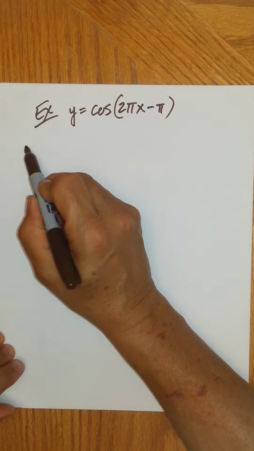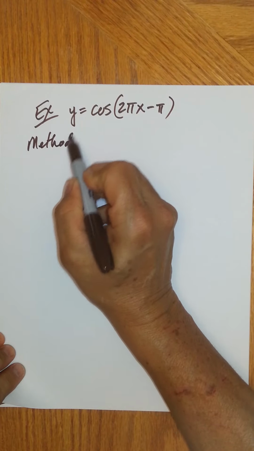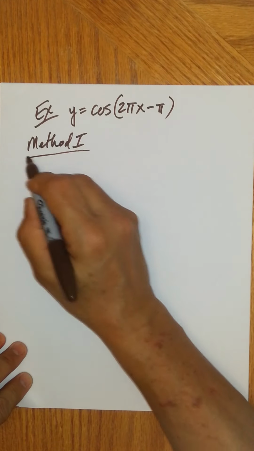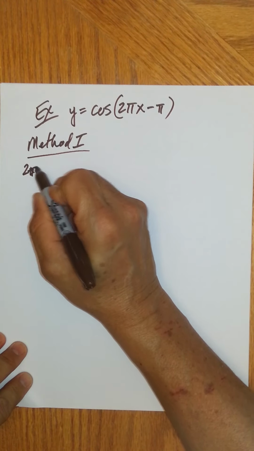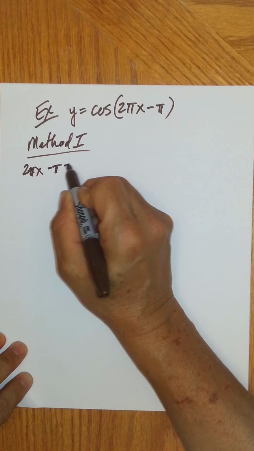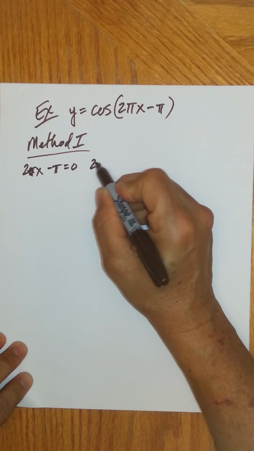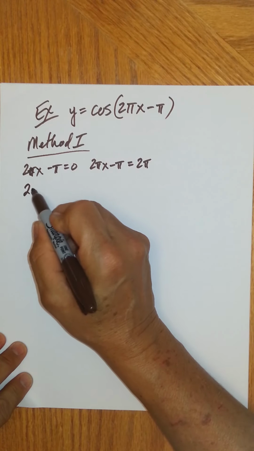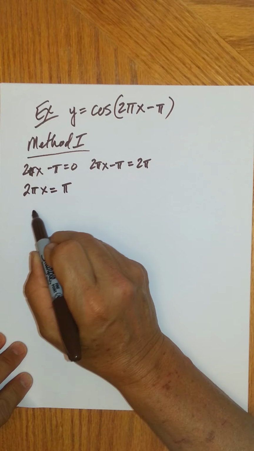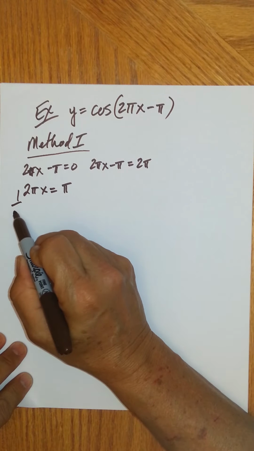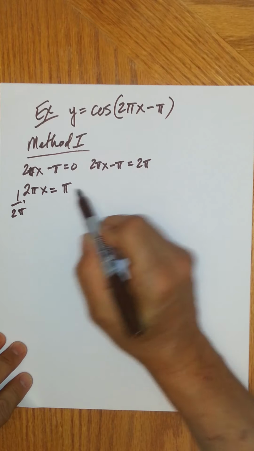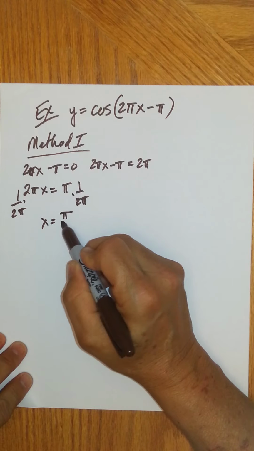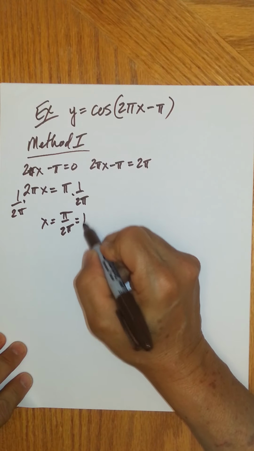So I'm going to go through method 1, and you can look at other videos to look at method 2 at this point. So 2 pi x minus pi, set it equal to 0, and 2 pi x minus pi, set it equal to 2 pi. Solve for x. So here 2 pi x equals pi, and now I'm going to multiply by 1 over 2 pi. So x is going to be pi over 2 pi, basically 1/2.